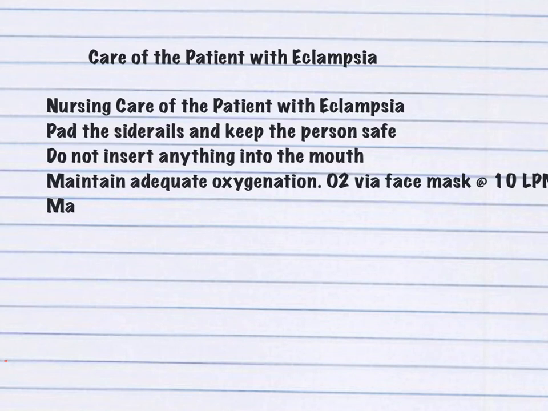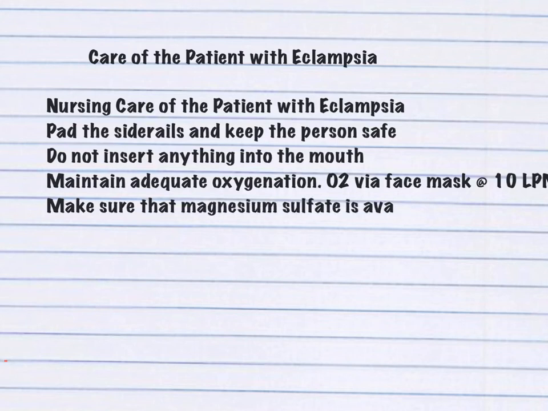We want to make sure that mag's available. If we're not already giving it, go get someone to run and get you a bag. And if you are already giving it, your provider needs to know that the rate's not adequate. They're going to probably order either another bolus or they're going to order you to jump up the rate. Sometimes you can give an additional bolus of 2 grams.